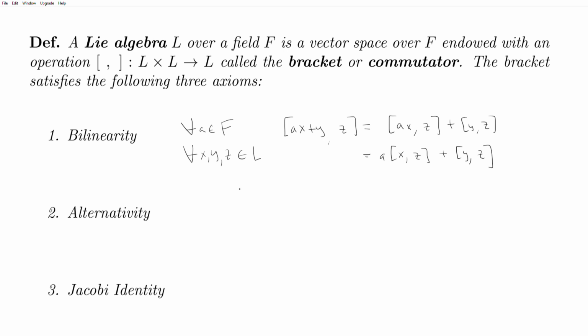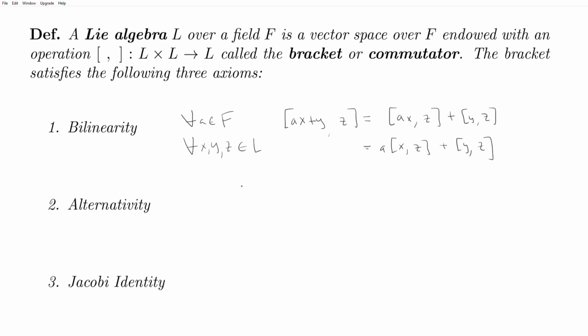Okay, that's nice. The second condition is called alternativity, and that means that for all x in L, we have x bracket x is equal to 0, and 0 as in the 0 vector. What's nice is that you can remember this by thinking of the bracket as the commutator: intuitively, any vector commutes with itself.